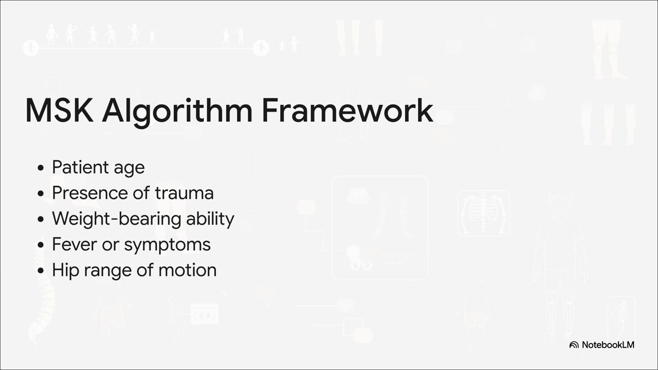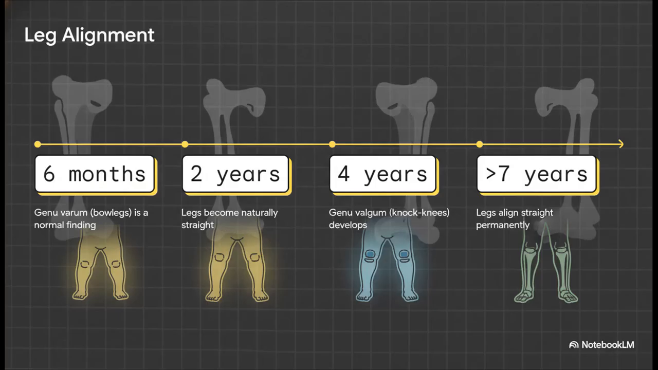Let's apply this framework, starting with lower extremity alignment. Let's map out physiologic alignment so you know exactly when reassurance is literally the only treatment you need. You see, alignment shifts naturally as a child grows. At 6 months, genu varum, or bow legs, is totally physiologic. By 2 years, the legs should be perfectly straight. Then, they naturally swing the other way into genu valgum, or knock knees, around ages 4 to 8. Finally, by age 7 and beyond, they straighten out again.